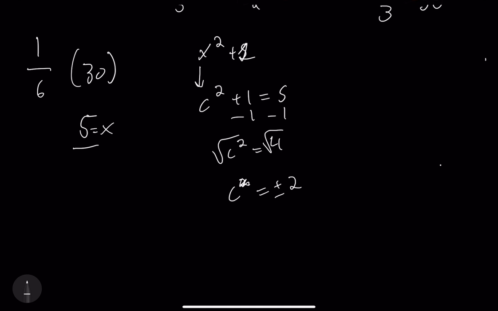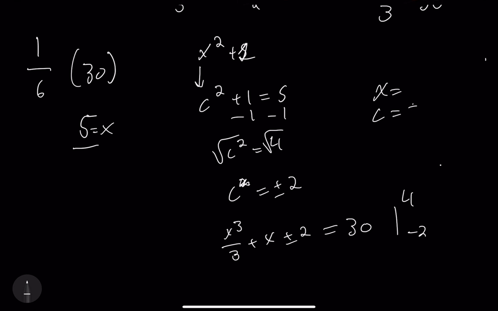Therefore, these are the values that can satisfy c on our integral. So our integral will end up being x cubed over 3 plus x plus or minus 2, which will give us the value of 30 when we evaluate from -2 to 4. So your real answer is just x equals, or c equals, plus or minus 2.